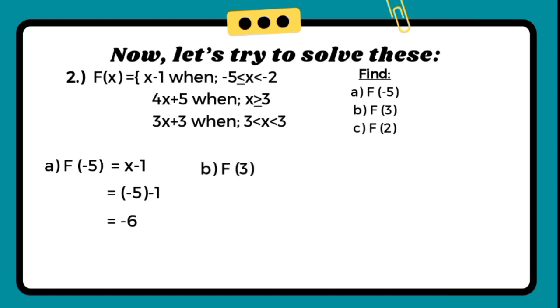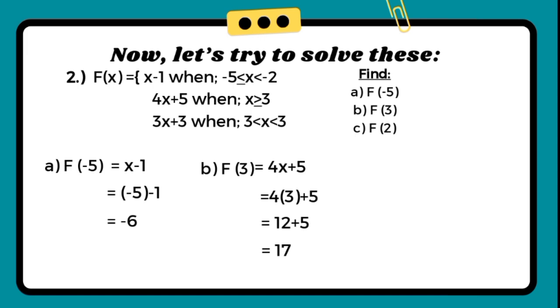And letter B, f of 3. Saan kabilang ang f of 3 dito? Kabilang po siya doon sa may equal, which is yung greater than or equal to 3. So, ang answer natin dyan is 4x plus 5. So, substitute natin yung x. Ang mangyayari, 4 times 3 plus 5. So, 4 times 3 is 12. And 12 plus 5 is 17. Ayan po ang answer natin sa letter B.